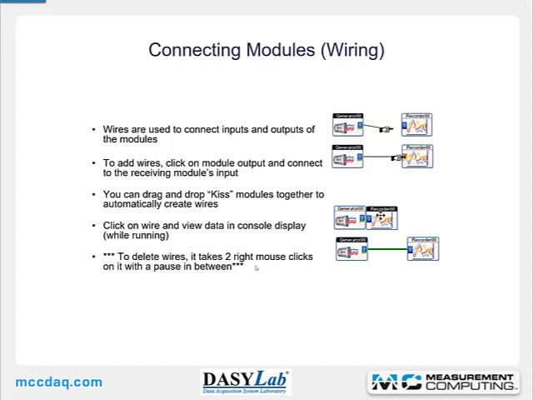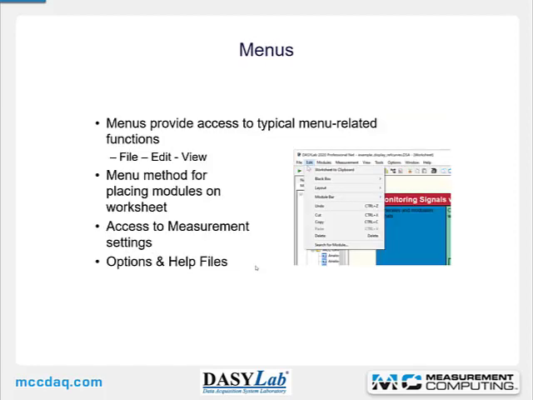I think I showed you can click on the wire and view data in the information area at the bottom while you're running. And just to say it again, to remove a wire, it takes 2 right clicks with a pause in between. So it's not a double right click, it's a click to select and a click to delete. Menus are menus. I talked about menus the first time through, so I won't beat it to death.